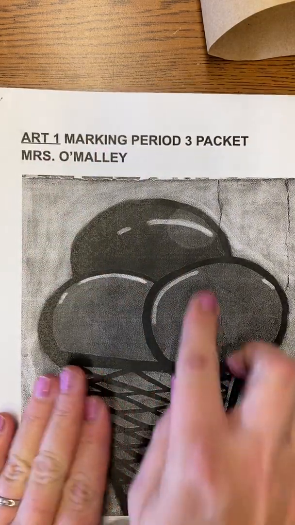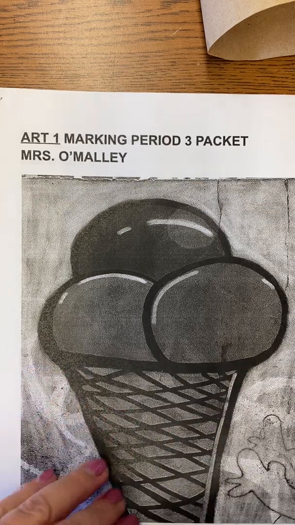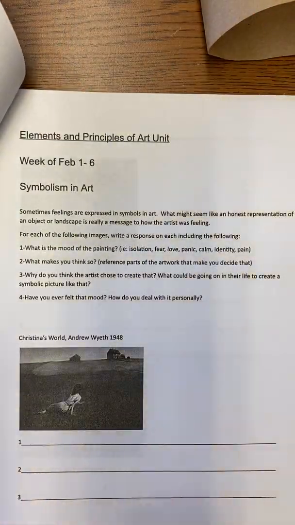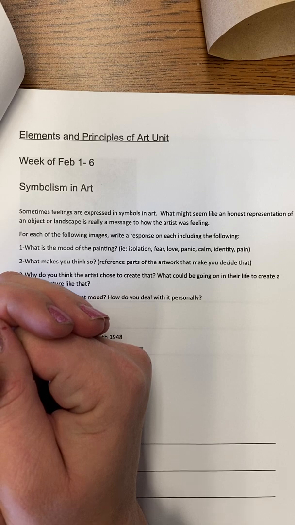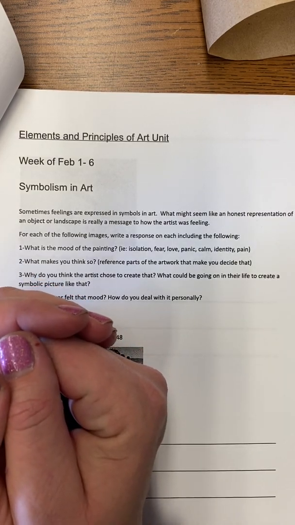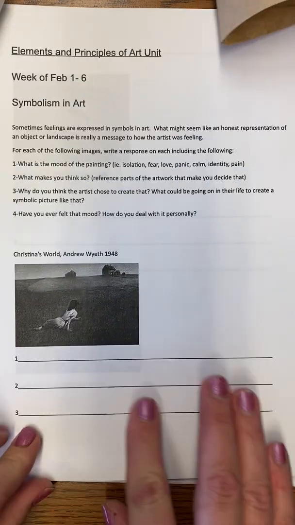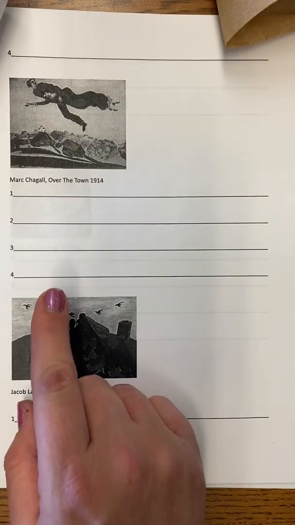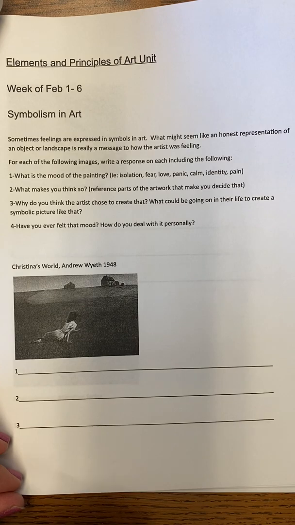This is our new packet. It has a picture of an ice cream cone on top. If you don't have this packet yet, do not worry. You can follow this video and pause it for all the information you need. And you're just going to number for each one, 1, 2, 3, 4.